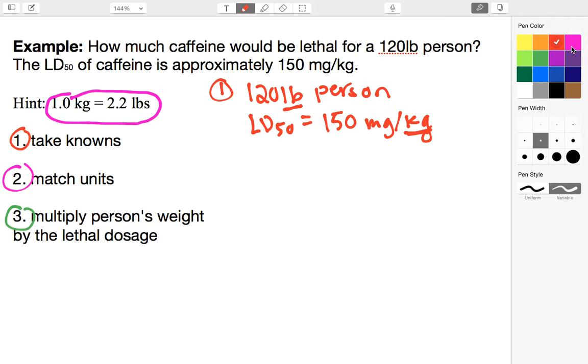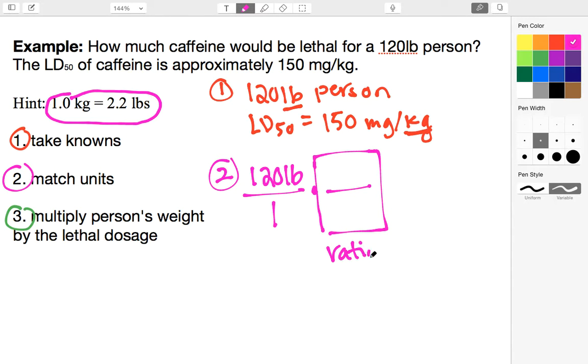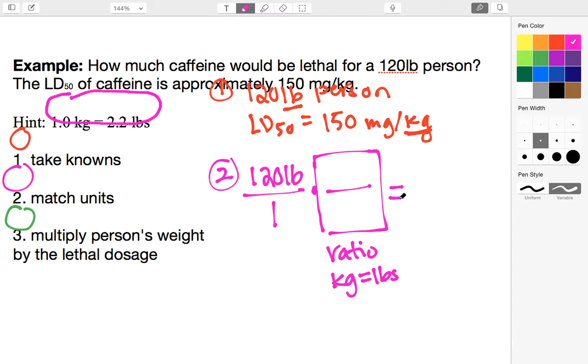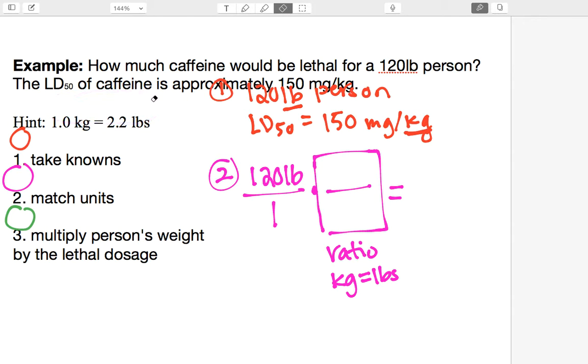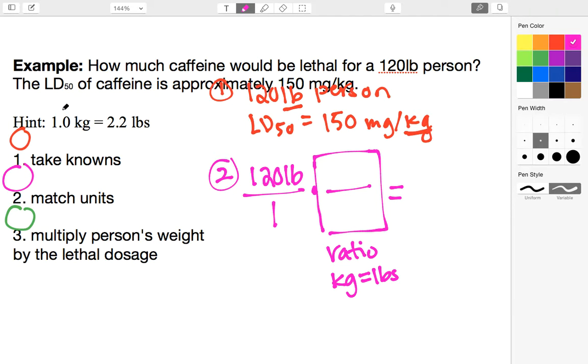So your step 2 would be to match the units, or change this pound to kilogram, so we can do the conversion. I'm going to start with 120 pounds over 1. It's the same thing as 120 pounds, just written in a different way. Then you're going to multiply by the ratio, which is whatever goes in here, your ratio from kilograms to pounds or pounds to kilograms. The tricky part is figuring out what number goes on top and what number goes on bottom for my ratio. Here in the hints, I'm given the ratio. I know that 1 kilogram equals 2.2 pounds.